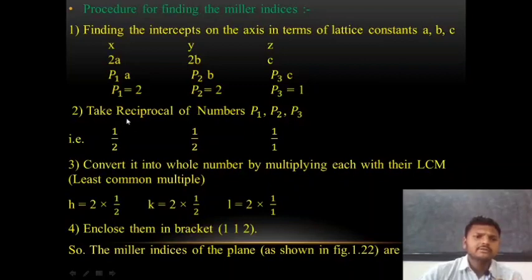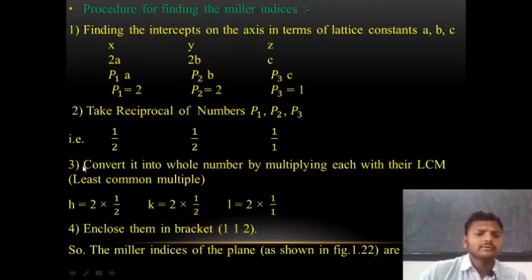Next, the second step is to take the reciprocal of the numbers p1, p2 and p3, that is 1/2, 1/2, 1. The reciprocal of p1, which is 2, is 1/2. The reciprocal of p2 is 1/2, and the reciprocal of p3 is 1/1.